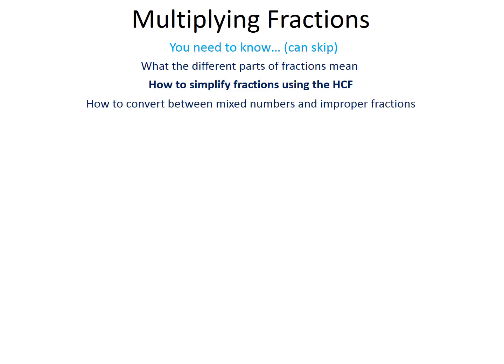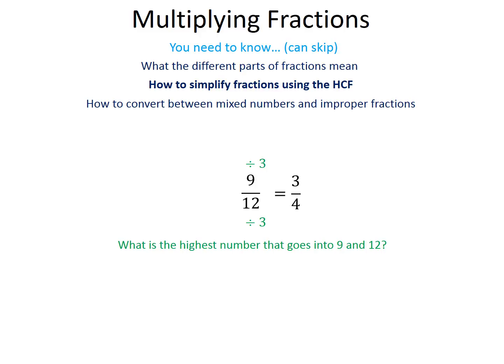We're also going to do some simplifying in this lesson, and so remember for that we are looking for the highest common factor of the two numbers. In other words, the highest number that goes into 9 and also 12, and that number is 3. There is nothing higher that will go evenly into 9 and 12, and so I will divide them both by 3. And then I end up with 3/4.